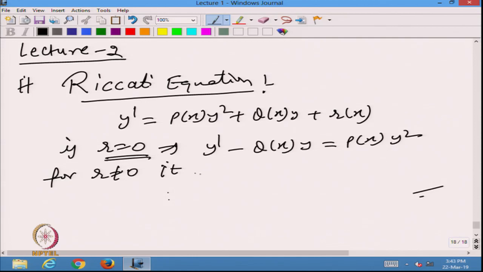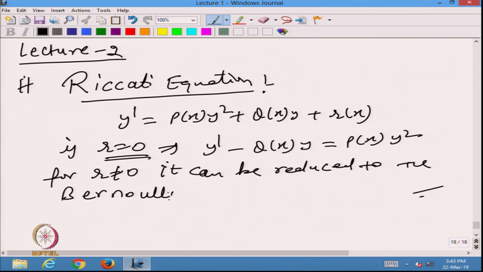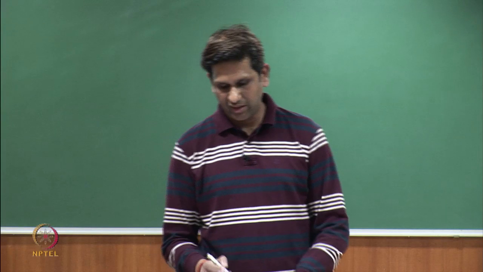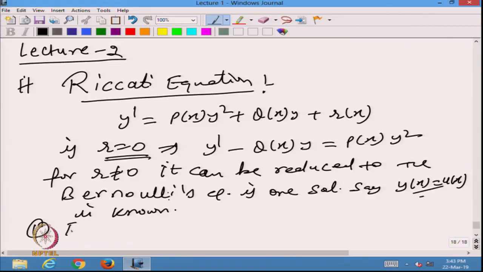if one solution, say y(x) equal to u(x), is known. So, how to do that? I will tell you two methods to solve the Riccati equation. The first method is this.